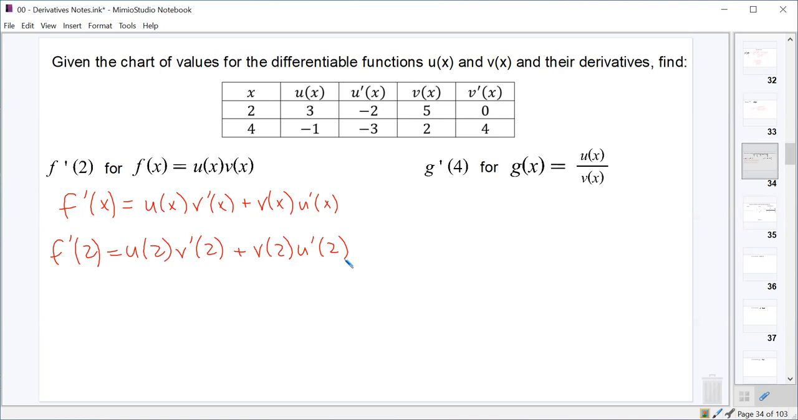Our chart says that u of 2 is equal to 3. So we've got 3, and it says v prime of 2 is equal to 0. So 3 times 0. And we've got v of 2 is equal to 5. So this will be plus a 5 here. And then u prime of 2 is negative 2. So we have negative 2 there. We've got 0 minus 10, which is negative 10.